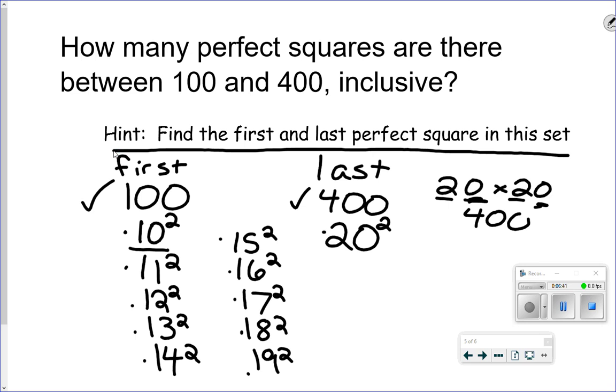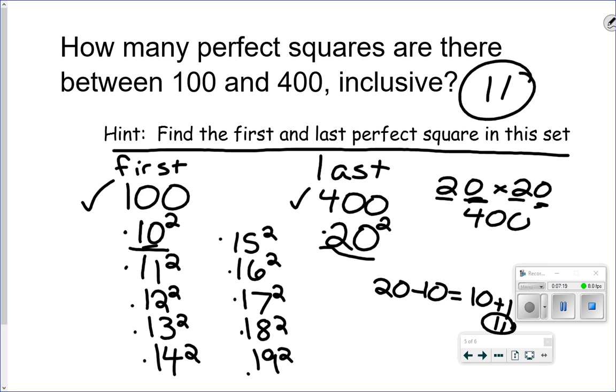When you get into numbers bigger that you can't list, you can subtract them. But then, because that doesn't include both numbers, you've got to remember to just add 1 to that answer. So we can't just subtract the 20 minus 10 to figure out how many are between 10 squared and 20 squared. You have to add 1 to that if you're going to do it that way. So the answer here is 11 numbers. You don't have to list them. You don't have to know what they are. You just need to know that they start at 10 squared, they end at 20 squared. So I have 11 numbers in total that are perfect squares between 100 and 400.